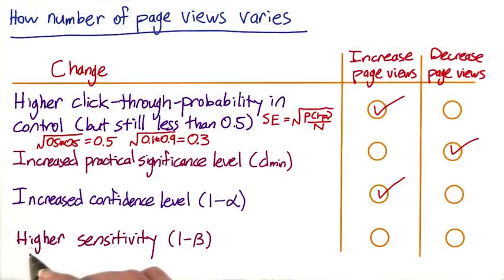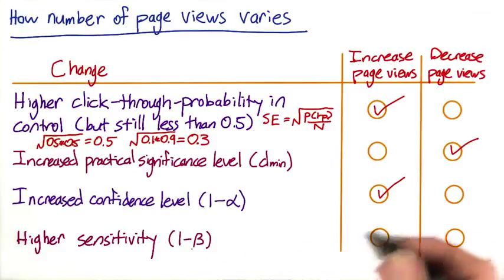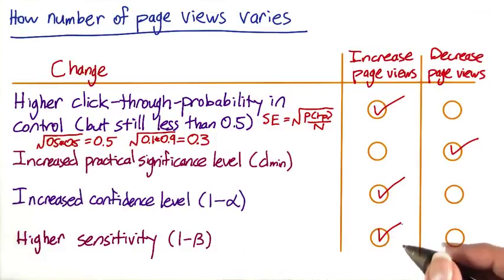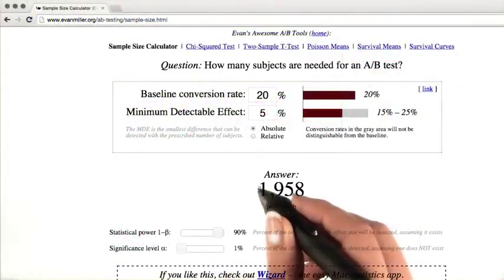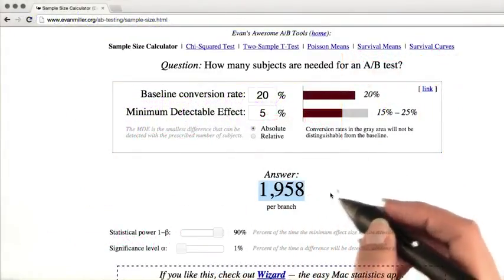Finally, as you've seen before, if you want to increase the sensitivity of your experiment, you'll need to collect more page views to narrow the distribution. So I'll try increasing sensitivity here, and the number of page views needed goes up. Now it's about 2,000 per group.